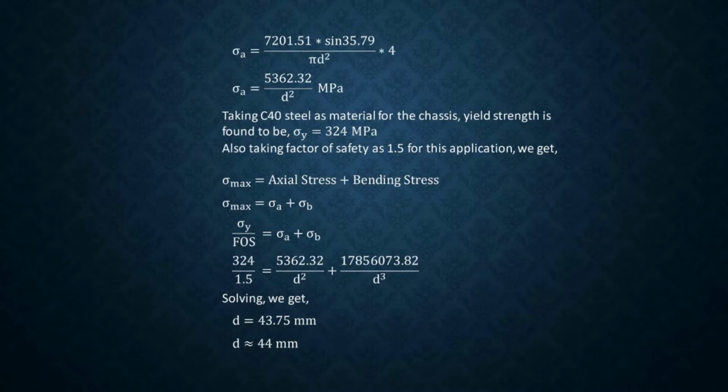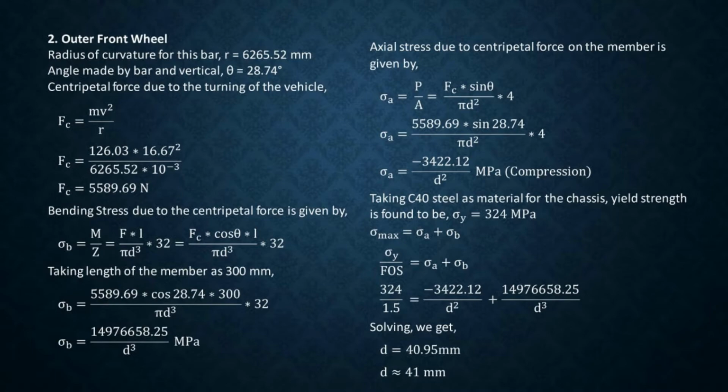Here we have considered the chassis member to be a uniform circular rod made out of C40 steel and having an FOS of 1.5. The chassis members in the front wheel section are subjected to both axial and bending loads, wherein the inner wheel is subjected to axial tension and the outer wheel is subjected to axial compression. Using the concepts of design of machine elements 1 pertaining to members subjected to combined loading, we concluded that the diameter of chassis members should be 44 mm when the inner front wheel is considered and 41 mm when the outer wheel is considered.